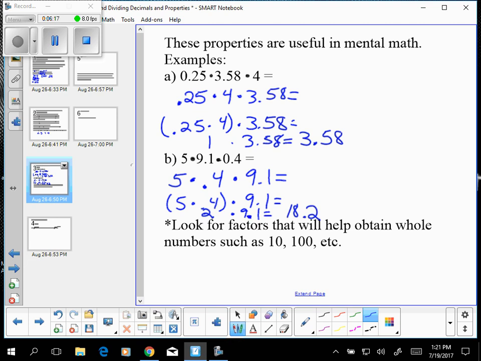Now my hint for you, I suppose, is look for factors that will help you obtain whole numbers such as 10, 100, 1,000, even something like 20, 30, anything like that will be very helpful.